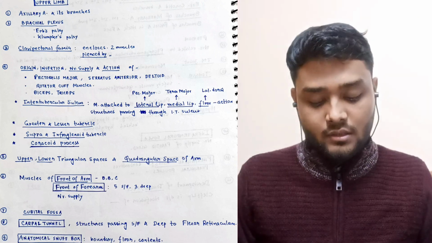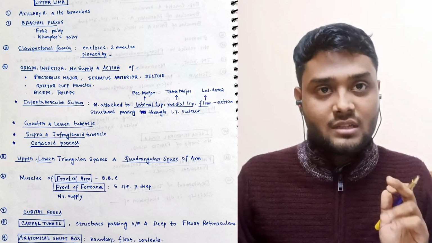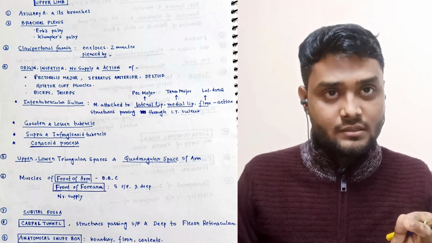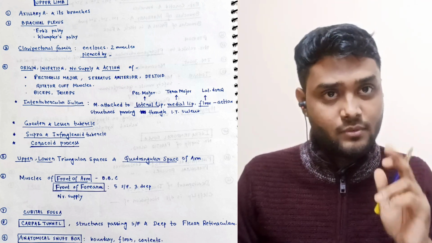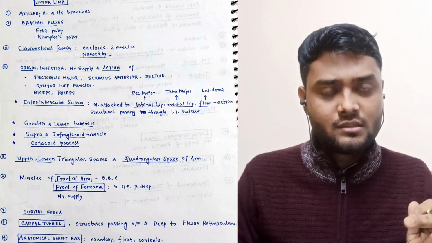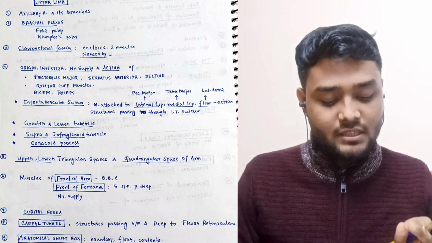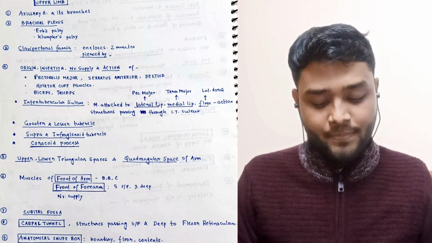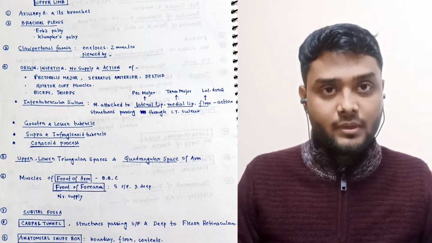Read it. Then upper and lower triangular spaces and quadrangular space of the arm, and what are the structures passing through these spaces? Muscles of the front of the arm: the brachialis, biceps and coracobrachialis. The muscles of the front of the forearm: 5 superficial, 3 deep muscles, and their nerve supply. Read it. Cubital fossa: what is the arrangement of structures in the cubital fossa from medial to lateral? Carpal tunnel: what are the structures passing superficial and deep to the flexor retinaculum? You need to read it carefully. Then anatomical snuffbox: what is the boundary, floor, and content of the anatomical snuffbox?